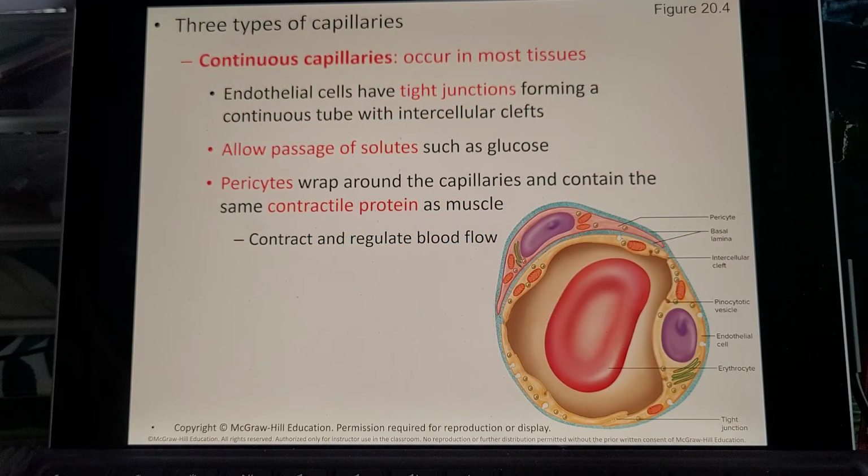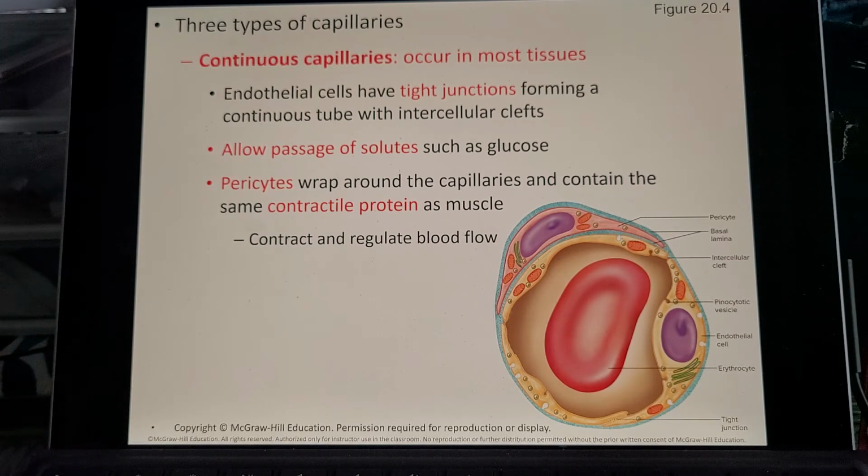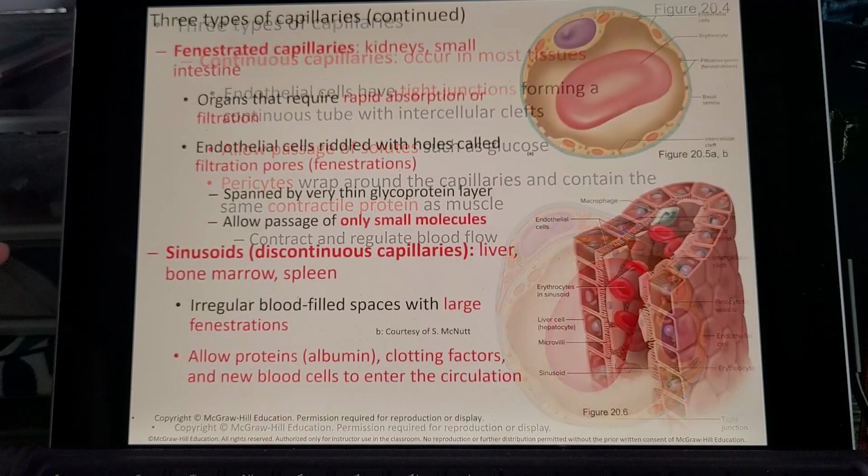So the first one, the continuous. So there are tight junctions between the cells, so that helps with protecting how much can go in and out. Some stuff can easily pass through, such as glucose, the nutrient for the cells, so that's easy. Your oxygen and carbon dioxide can easily switch through. There is a muscle type of cell. There's a pericyte, that's a cell that works as a contracting protein to help adjust your flow, making sure that you have good exchange between your tissues.